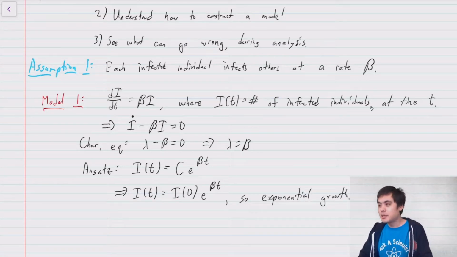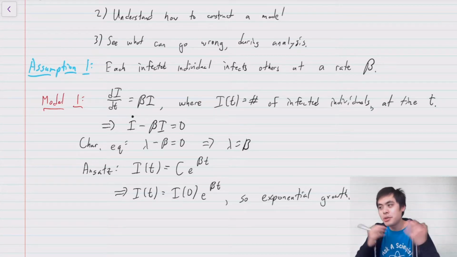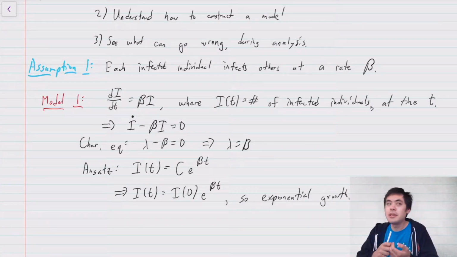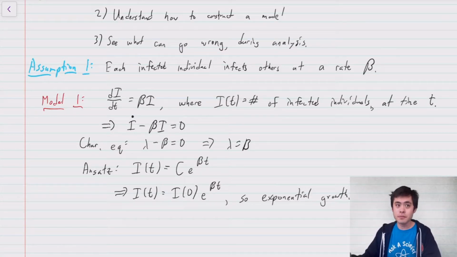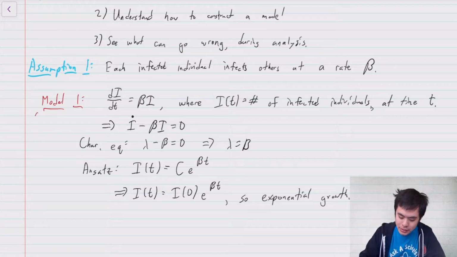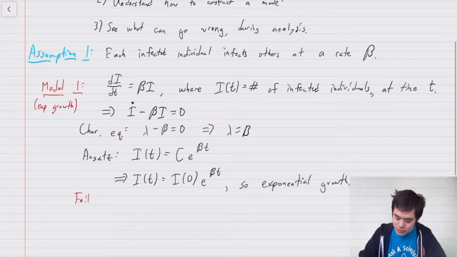Now, of course, this model has some problems. The biggest one is that this will grow exponentially to infinity, and that's not really realistic because there are a limited number of potential hosts. So this model might work early on in the epidemic, but it really fails once people start getting more infected and you start getting some leveling out of the infection curve. So this is the exponential growth model, and it has the shortcoming that it fails to consider limited population size.